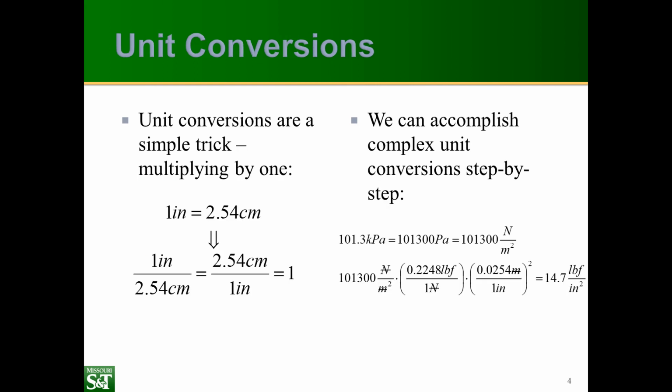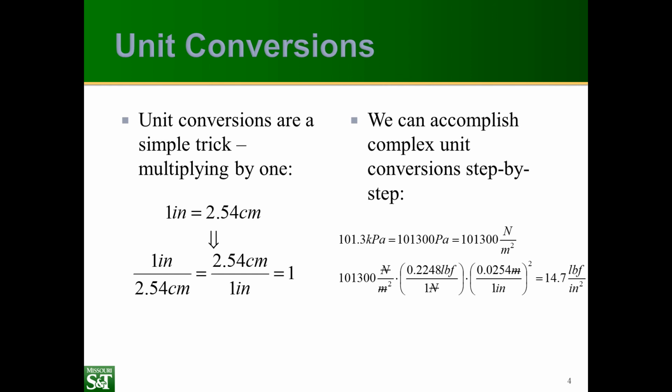Now it's important to be able to convert units efficiently from one type of measurement to another type of measurement as we do our calculations. So the conversion itself is actually a pretty simple trick. We just multiply by 1. So if we know that 1 inch is 2.54 centimeters, then we can convert from inches to centimeters by multiplying by 2.54 centimeters over 1 inch. And then we cancel the units.